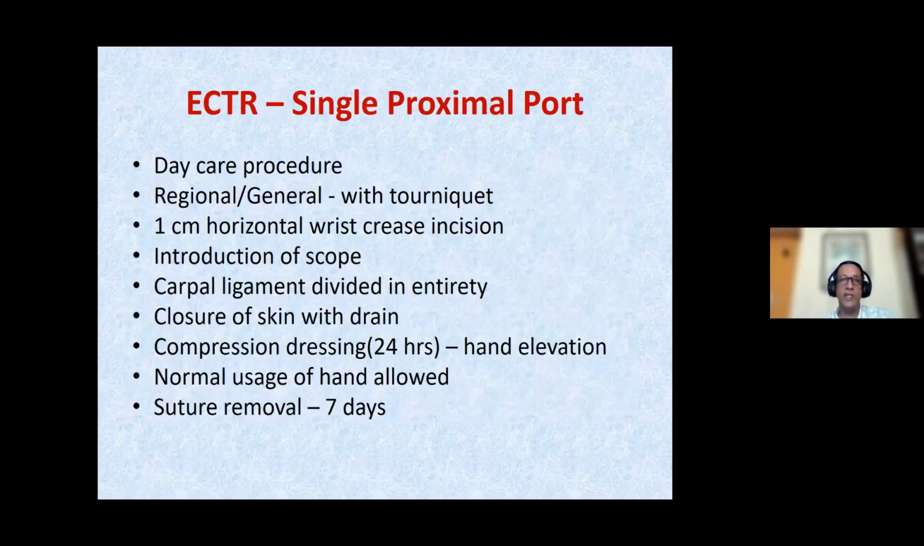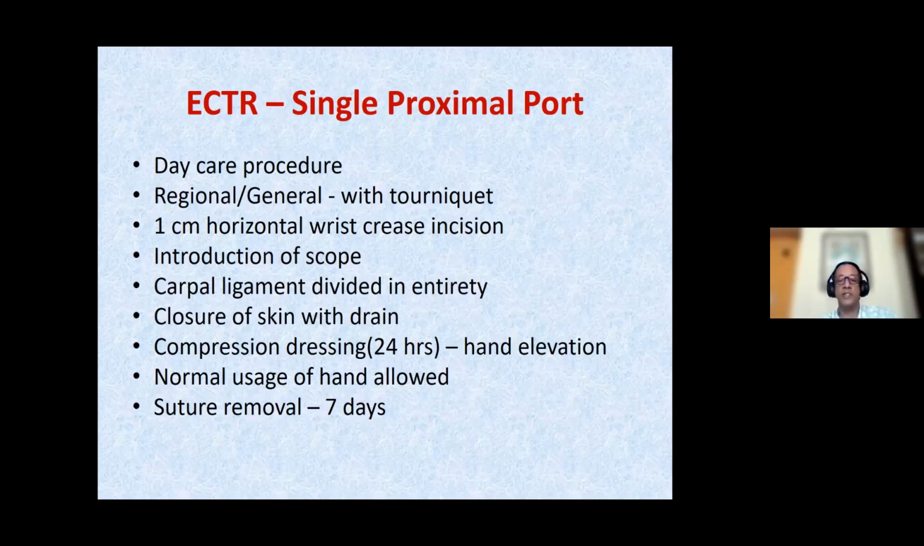If you are quick at it, usually the procedure can be done in about 5 to 10 minutes maximum, in which case you could still use a local anesthesia with tourniquet. The incision, compared to the classical, is just a 1 centimeter horizontal wrist crease incision. Once this is done, the scope is introduced through this into the carpal tunnel, and the carpal tunnel is visualized and divided in its entirety. The small incision is then gently closed, sometimes with a drain if required.